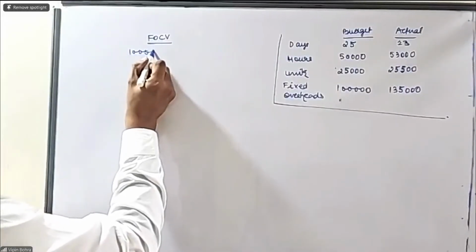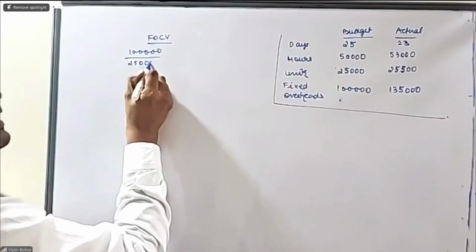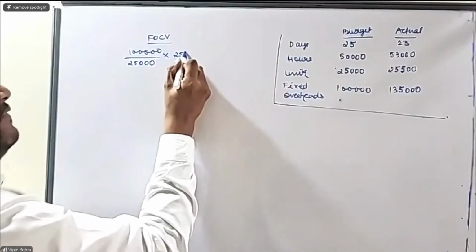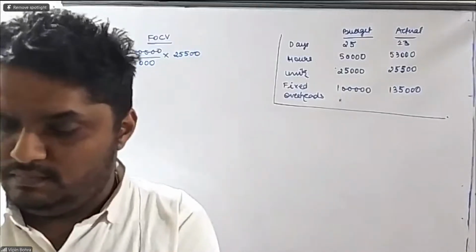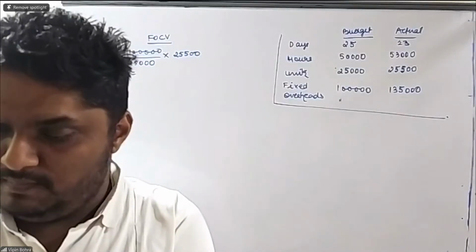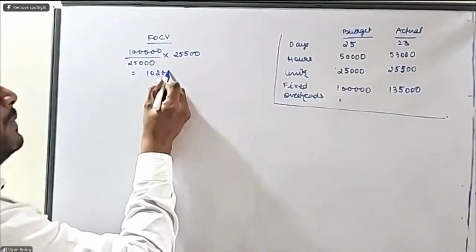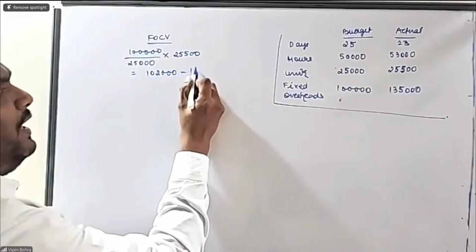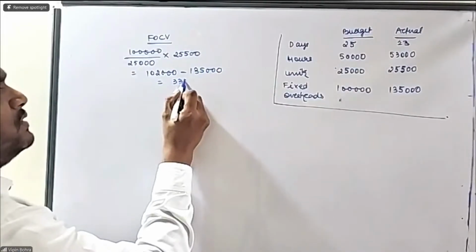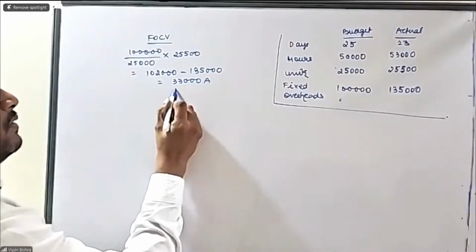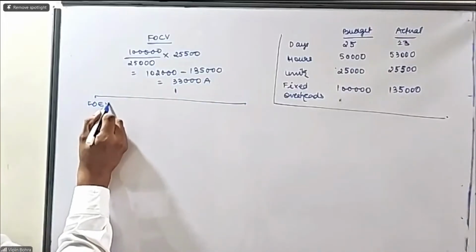1 lakh are my overheads for 25,000 units. So for 25,500 units, how much? 1,02,000. However, my actual overheads are how much? 1,35,000. So it is 33,000 adverse. Expenditure variance, please post your answer.